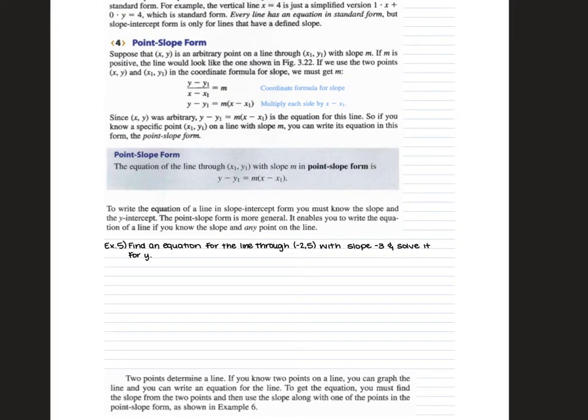For point slope form, we have a point and the slope that we are working with. So this is just y minus y1, which is the y value from the ordered pair that we're working with, is equal to the slope times x minus x1. That x1 comes from the ordered pair that you're given. For example 5, we're finding an equation for the line through the ordered pair -2, 5 with a slope of -3. We solve it for y.